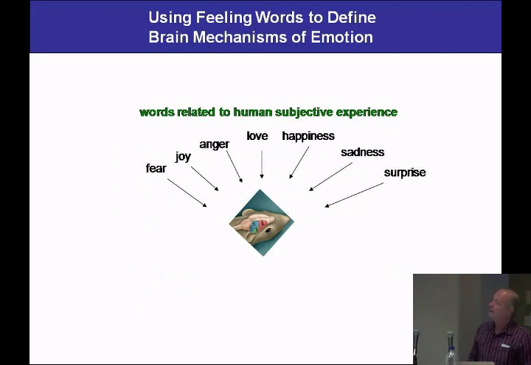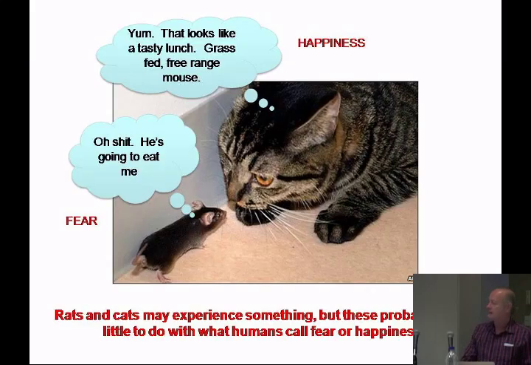So can we really do this? Can we find these basic emotions in animals? So here's a rat and a cat. I guess they're experiencing something, but I think whatever they're experiencing probably has little to do with what a human would call fear or happiness or joy or whatever the cat might be experiencing. Again, these words are concepts. They're not things. They're just concepts of a lot of stuff, and we'll be talking a little bit about that. I have a cat. I pet him. He purrs.